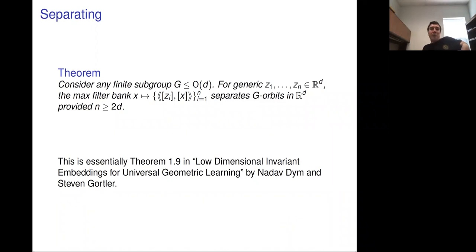Their result gave the number that we needed as 2D plus 1, which is the exact same number that we get from the algebraic separating sets that I had way back at the beginning. But we leveraged the fact that we have this homogeneity property to knock off that extra plus 1.